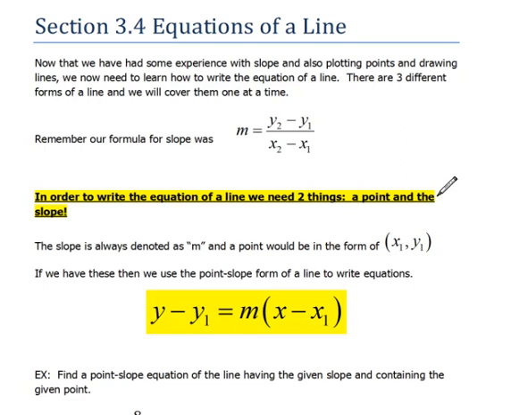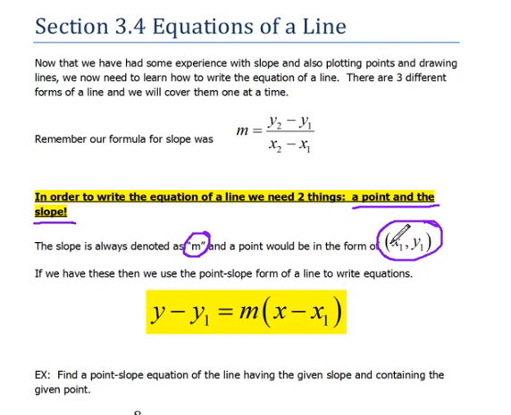Anytime our directions say write the equation of a line, you have to have two things. You have to have a point and you have to have the slope. Those are just two things that you must have in order to write the equation of a line. We always use the letter m to represent the slope, and our point we can call x1, y1, the x and the y values of that first point.